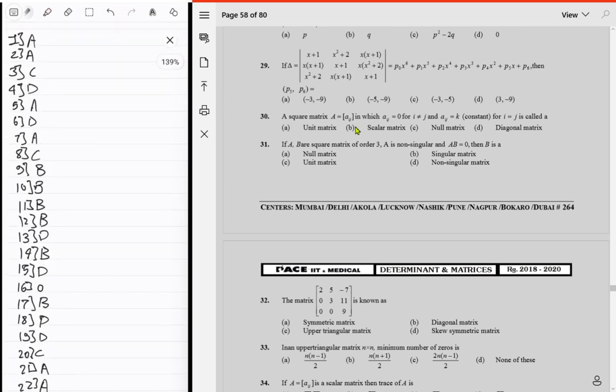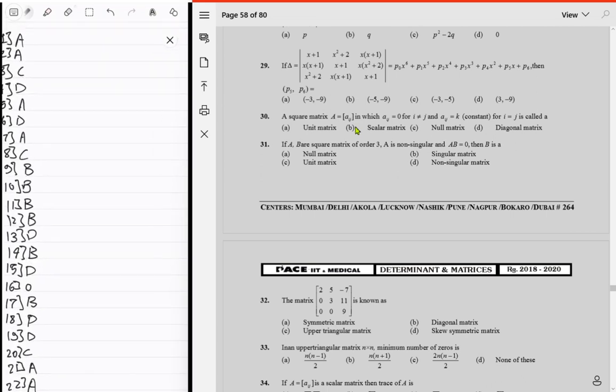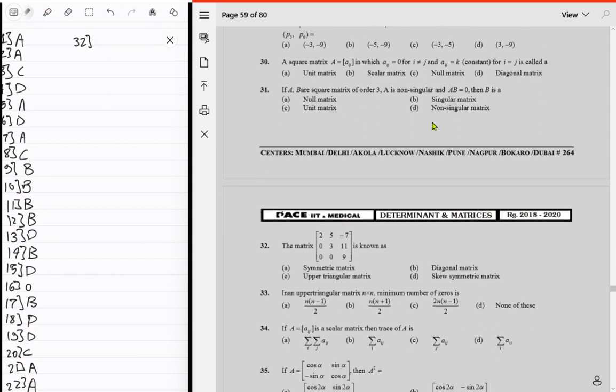Okay, 32. I mean, actually, it's called a scalar matrix because what it does on a vector is that it just scales it up by k. That's why scalar. Anyway, 32. Oh, 31. What am I doing?